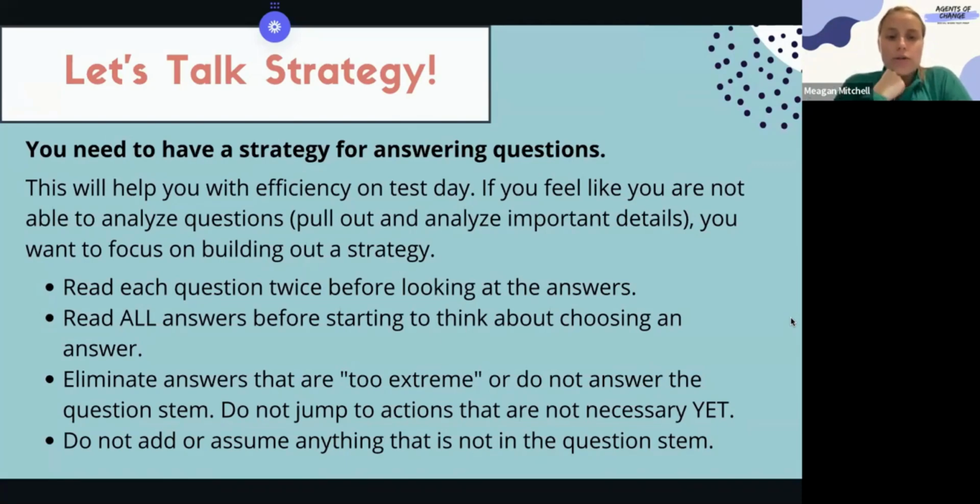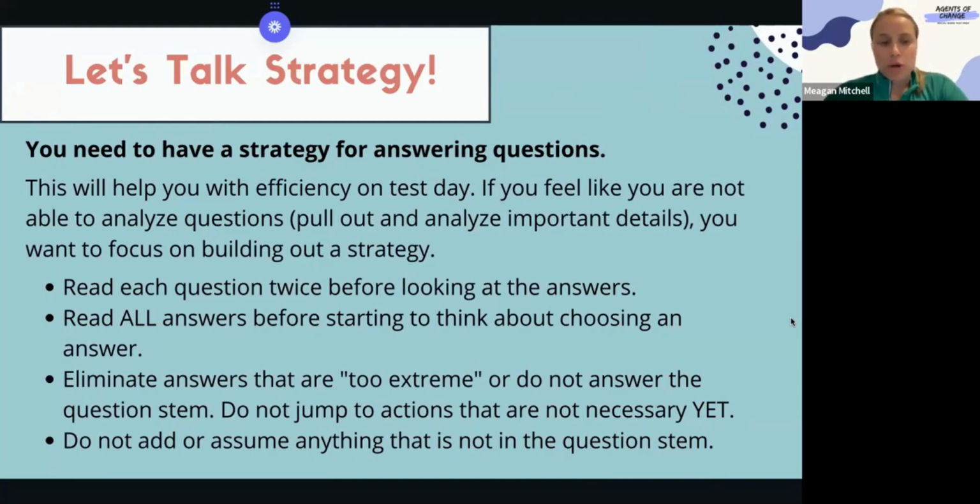Read all answers before starting to think about choosing an answer. Some people like to jump ahead. They like to get excited and they might say, oh, I know the answer is B. One word could change an entire answer here. So you want to make sure that you are reading all of your answer choices and thinking about them before jumping to an answer. 2023 is when the 3 answer choices rolled out. So if you are taking it now forward, you will see 3 and 4 answer choices. Okay.